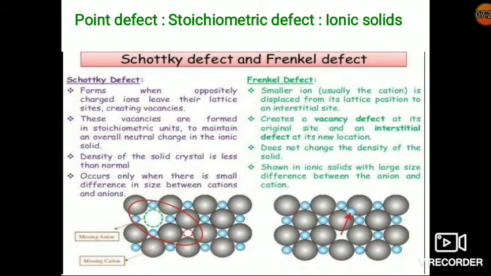One example is sodium chloride. Then you can talk about calcium chloride, then cesium chloride, then silver bromide. Okay, these are examples of Schottky defect.